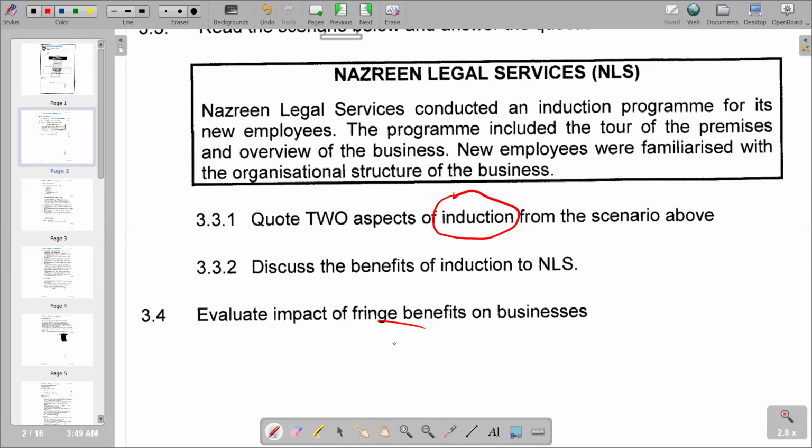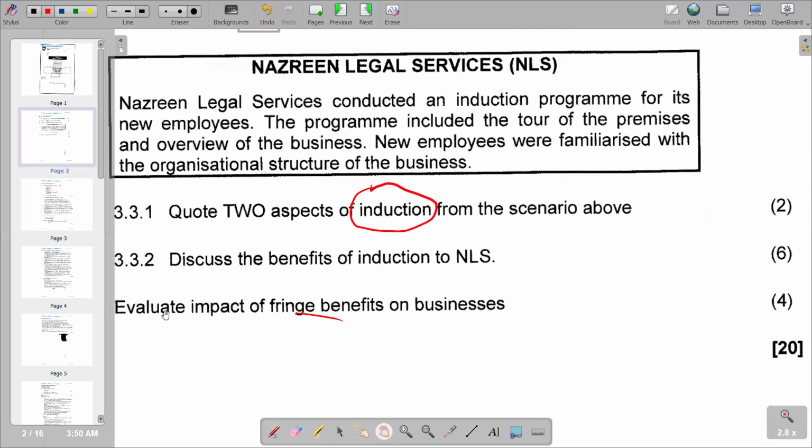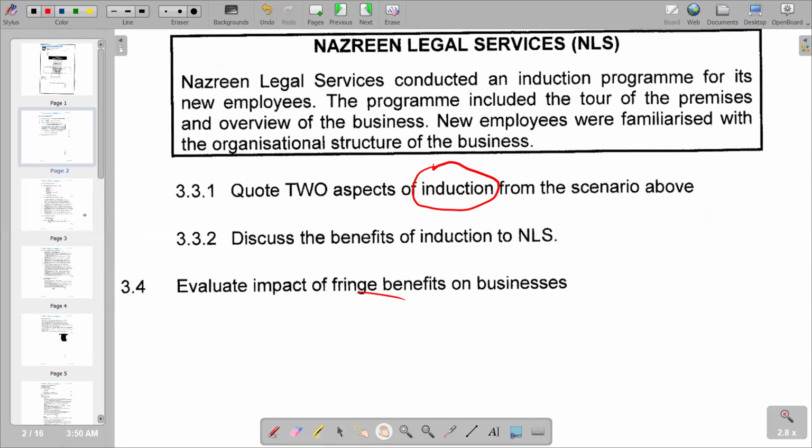So the question is saying, what is the impact of fringe benefits on business? Obviously, the impact is that it is going to have a positive effect on the performance of the business because it comes as a motivational tool. As the workers receive those fringe benefits, they are going to be motivated and increase their productivity. So that's how we can explain that one. Our question has 4 marks also, so at least 2 points can be raised there. So we go to our answer section to see the responses that we are given.